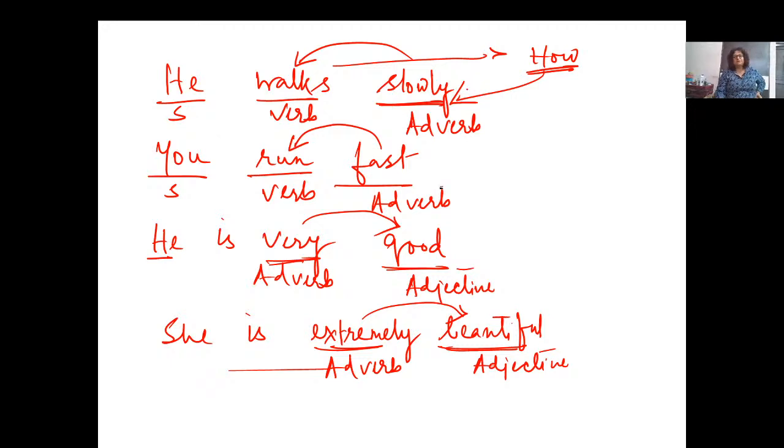So the basic work of an adverb is that it is a qualifier of the adjective and of the verb. When a word qualifies the verb, it is called an adverb. You run fast. How do you run? You run fast. Fast will be the adverb. He is very good. How good is he? Very. Very is an adverb. She is extremely beautiful. How beautiful is she? Extremely will be called an adverb. Clear? So an adverb always qualifies a verb and adjective, or another adverb also. What do we mean by that? What are the other adverbs? If I write, very carefully.